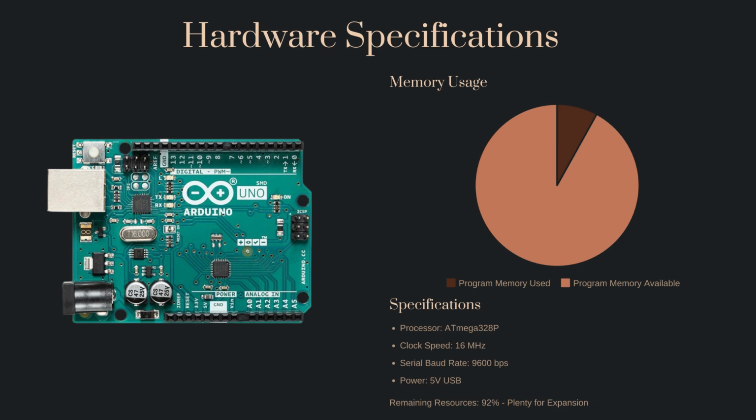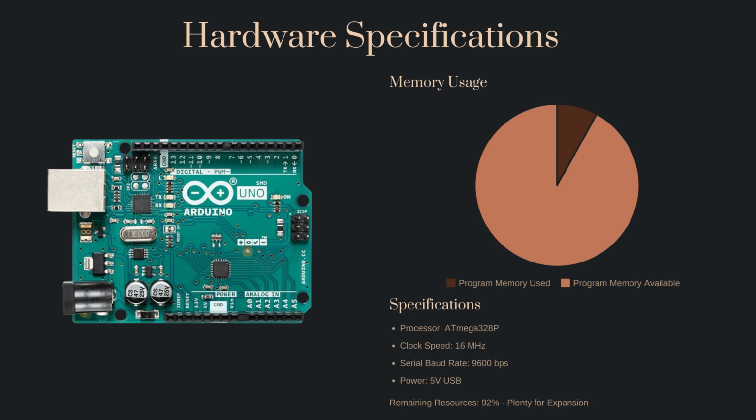Now let me show the hardware setup. This is an Arduino Uno R3 microcontroller. It has an ATmega328P processor running at 16 MHz. My program uses 2670 bytes of program memory out of 32256 bytes available. That's 8% utilization. And 203 bytes of DRAM out of 2048 bytes available. That's 9% utilization. Very efficient for such functionality.